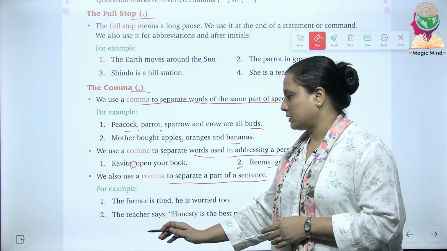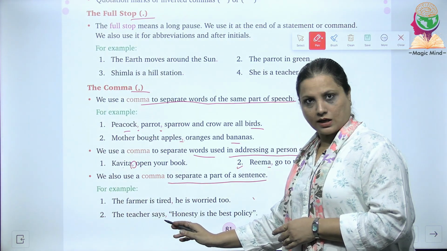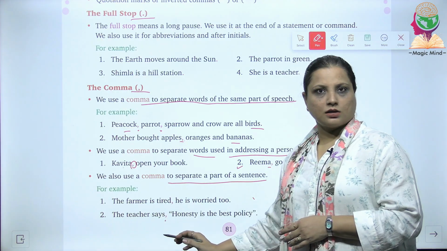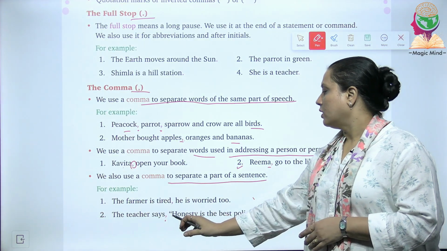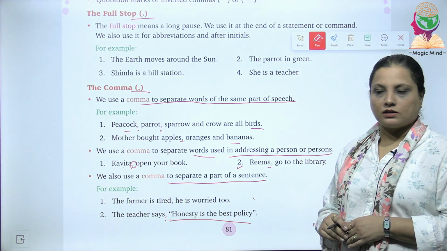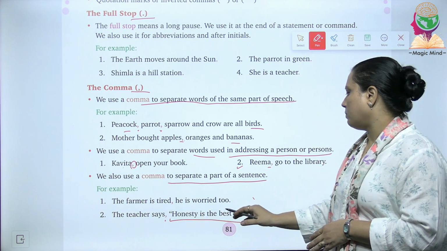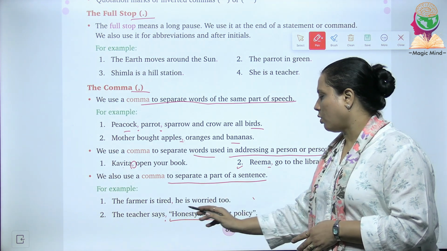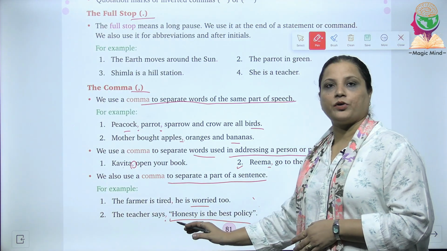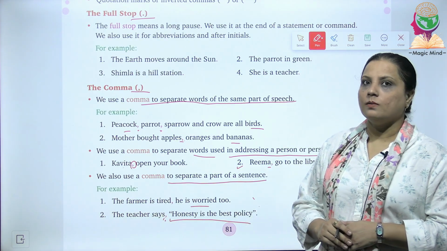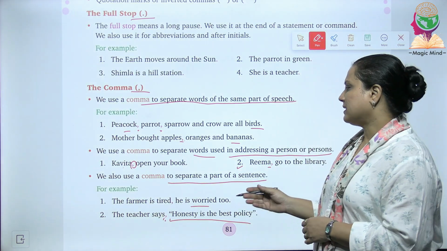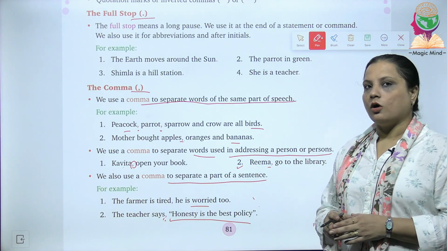Similarly, in the second sentence, the teacher is saying something, hence we have put a comma after says, and then we have spoken what she is saying, that is, honesty is the best policy. This is the dialogue of the teacher. So we have separated the dialogue from the sentence by putting a comma in between. So with this, we have done the comma on this page.